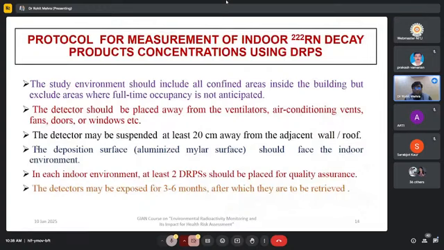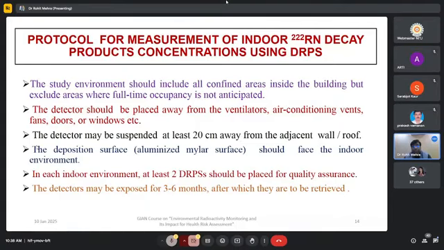Now, protocols which everyone should remember, like I have already discussed, that the deposition surface of aluminized mylar should face the indoor environment. Means it should not be on the downward side. So it should always face the external portion.